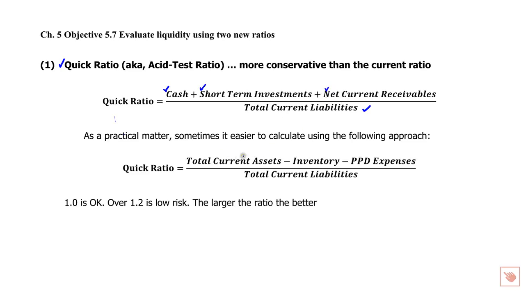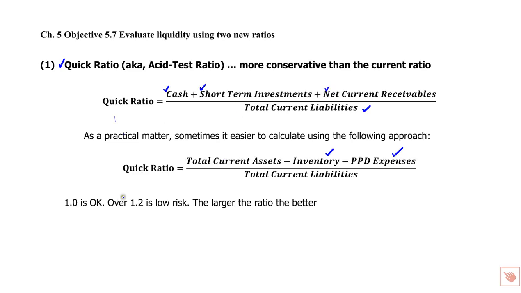So what does it exclude? Another way to think of it is you could take total current assets, excluding inventory and excluding prepaid expenses. This ratio really gets at your ability to have cash available to pay your liabilities.